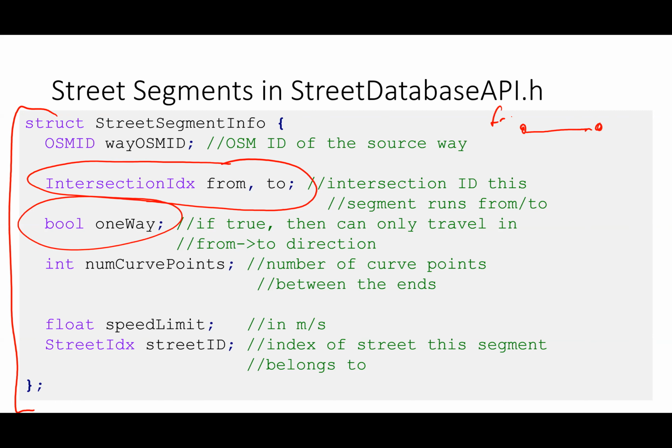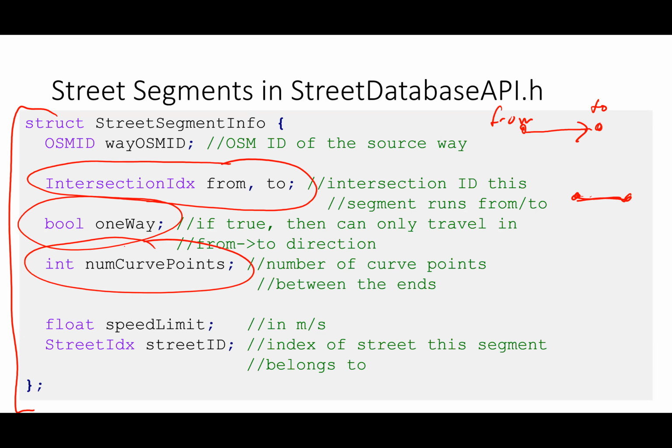If this is a one-way street, so if that's true, then you can only go from from to to. If the bool is false, then you can go either way. And in that case, from and to don't really have any special meaning, right? They're just like intersection 1 and intersection 2. But if one way is set to true, then you can only go from from to to. I talked about this in lecture.